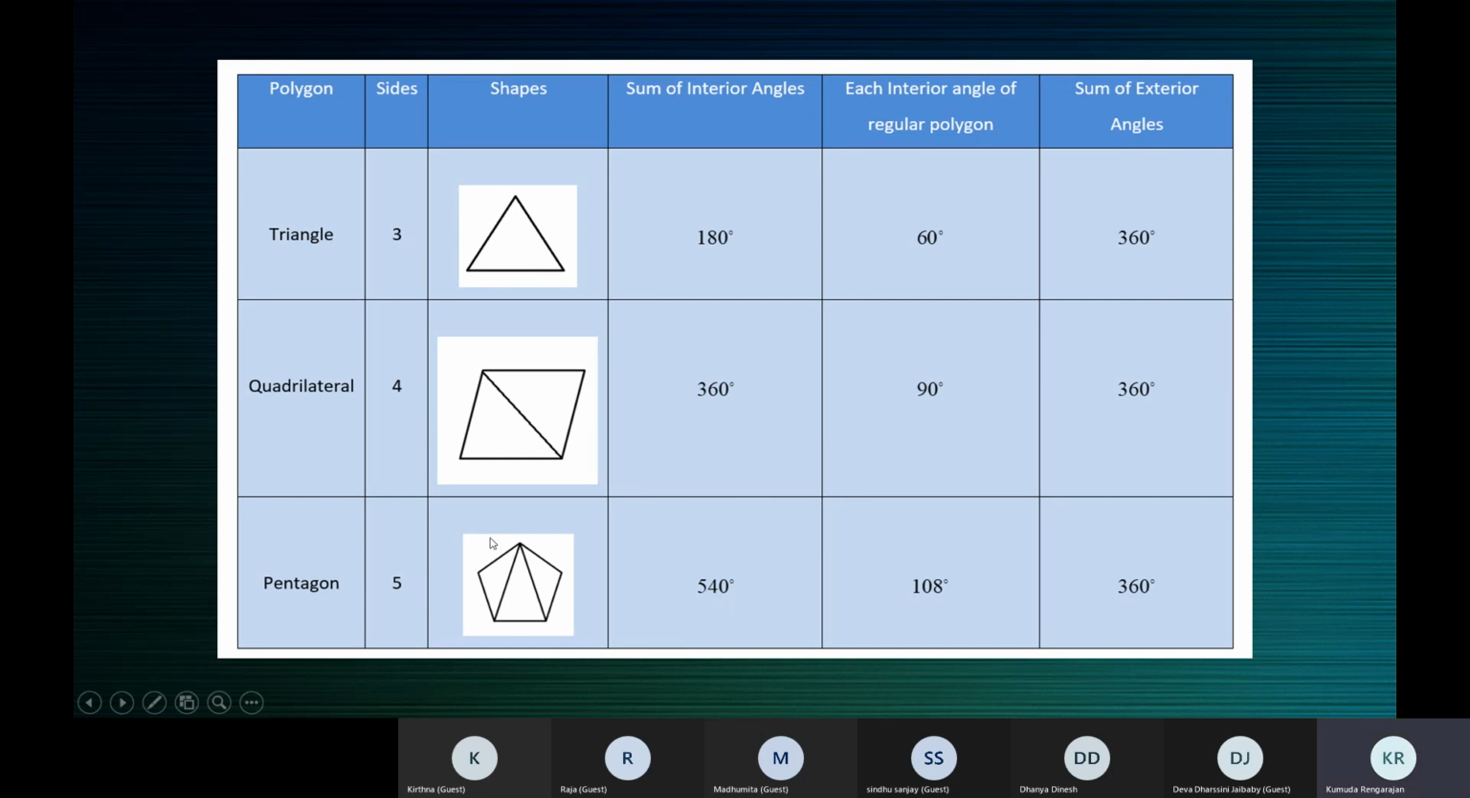So here you can see that a pentagon can be divided into 3 triangles. 180, 180, 180. So 3 into 180, 540. The sum of all the interior angles is 540. Take a picture, children.